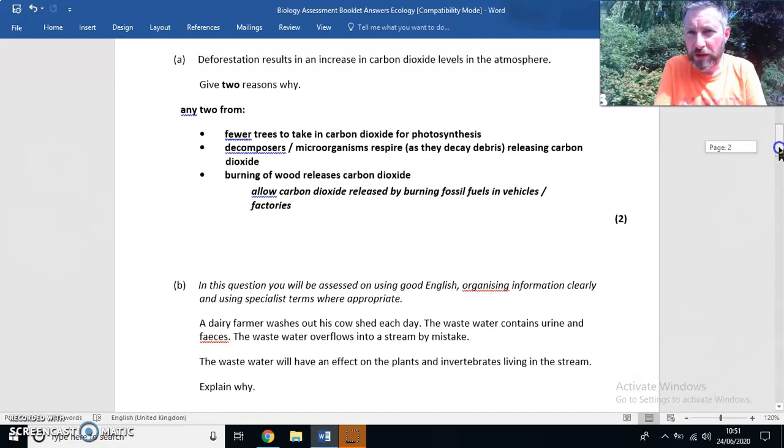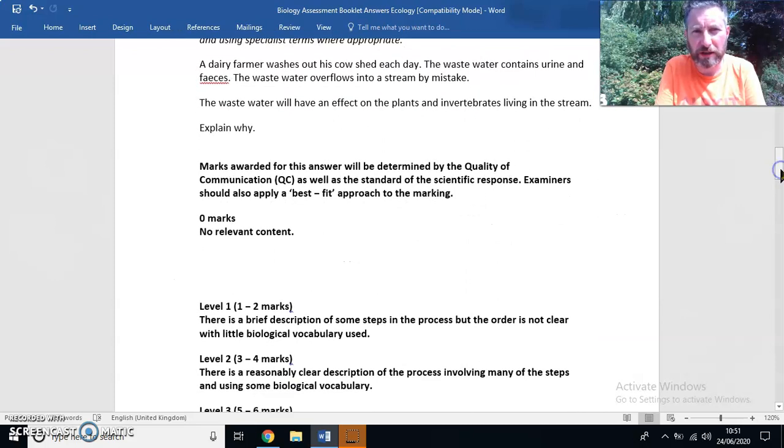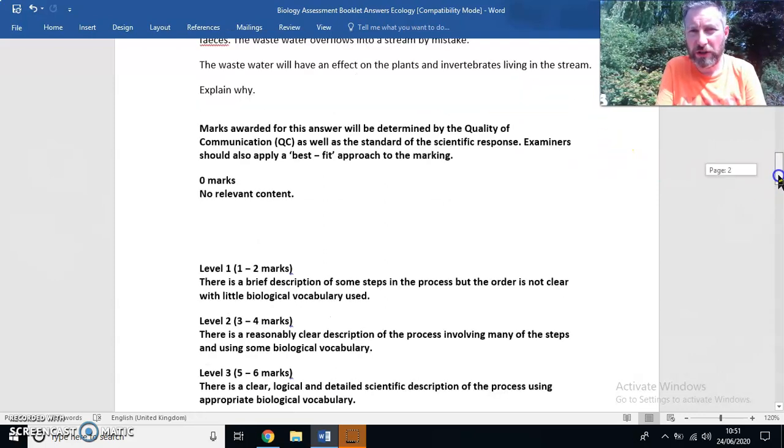Right, this next question is a very thinly veiled question about eutrophication. So, a dairy farmer washes out his cow shed every day. The wastewater contains urine and feces. So, what have we got there? We've got fertilisers. Urine contains urea. Cow manure is a brilliant fertiliser. So, this is a question about fertilisers in water. It will affect the plants and invertebrates. Explain why. So, this is eutrophication.